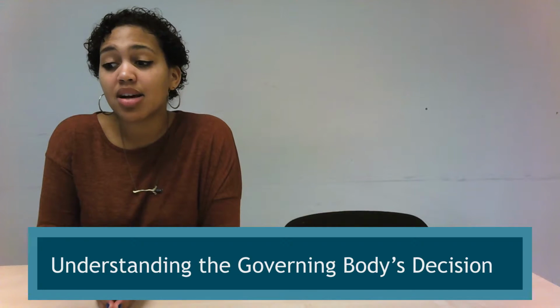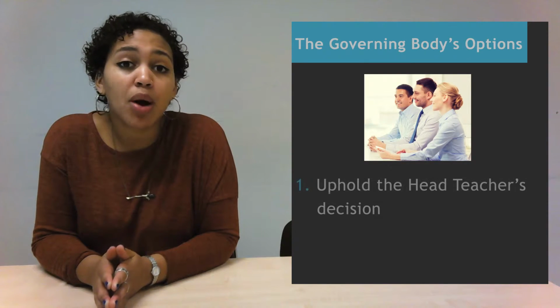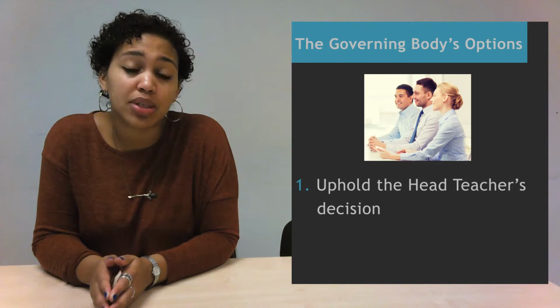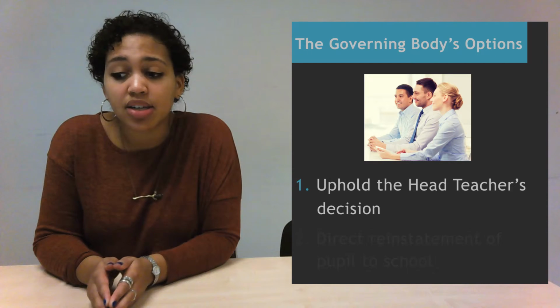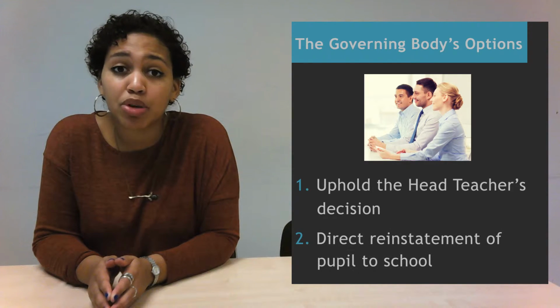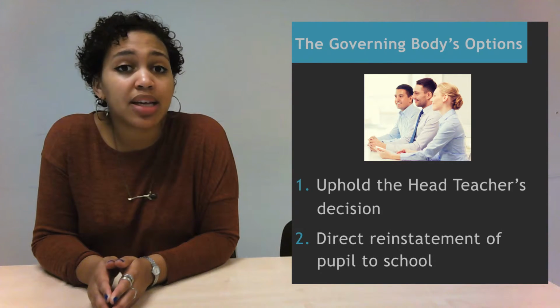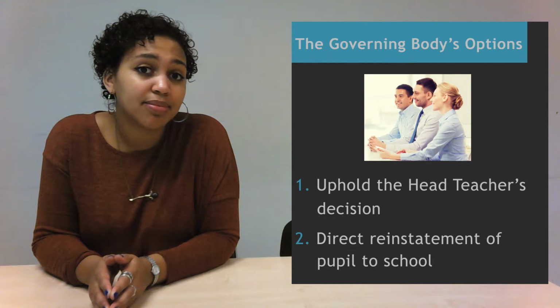Now we're going to discuss the decision that the governing body makes and the next steps once that decision has been taken. As we discussed in the previous video, where a hearing has been held, the governing body has two options. The first, to uphold a decision by the head teacher to exclude the pupil, or the second, to direct reinstatement of that pupil to the school, either immediately or by a particular date.